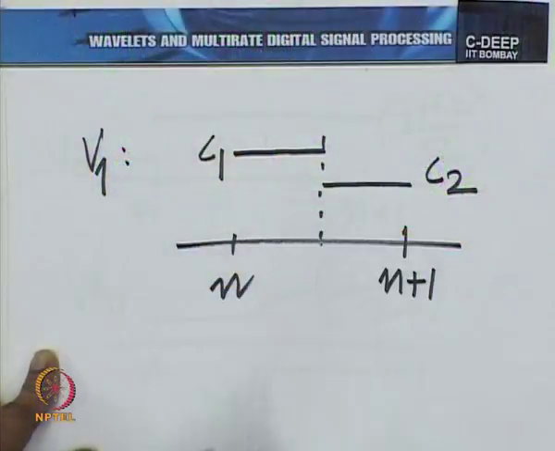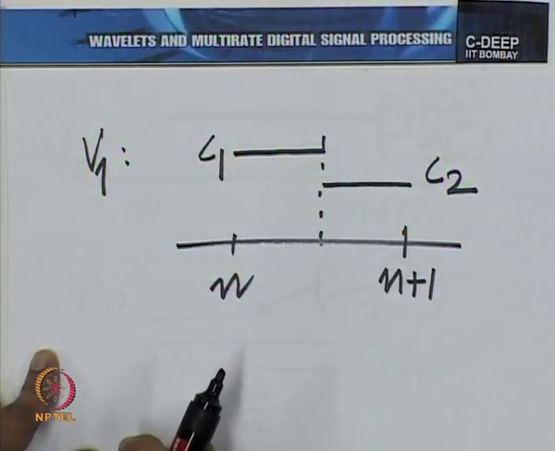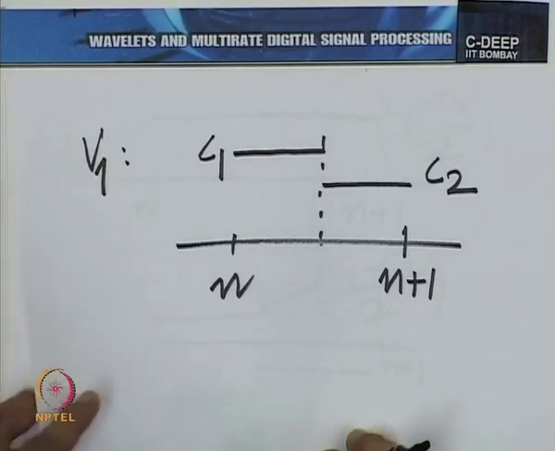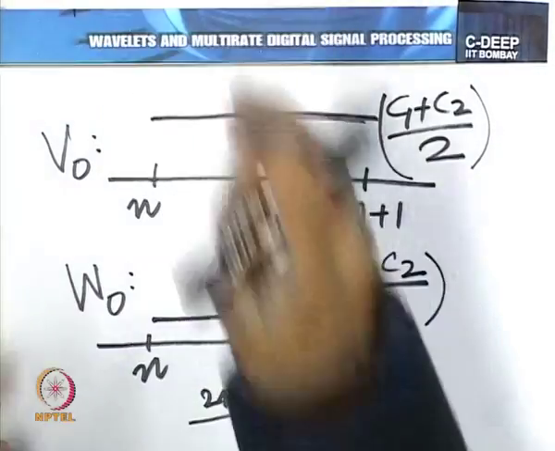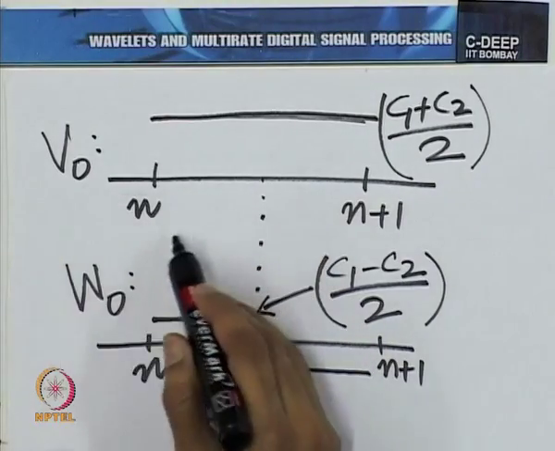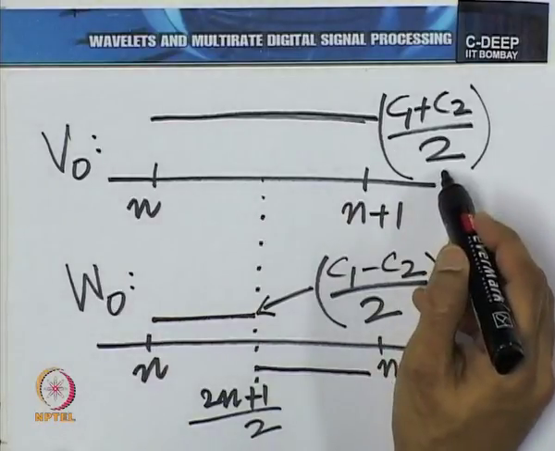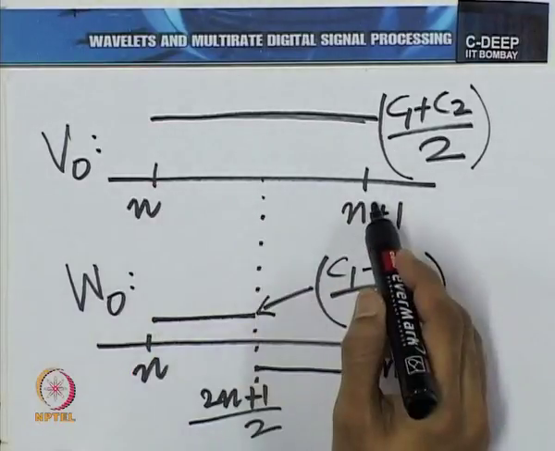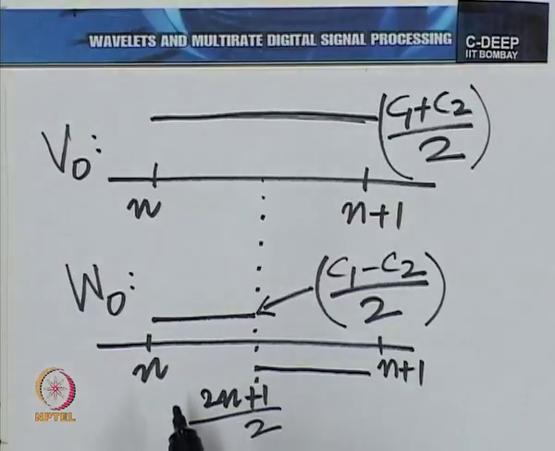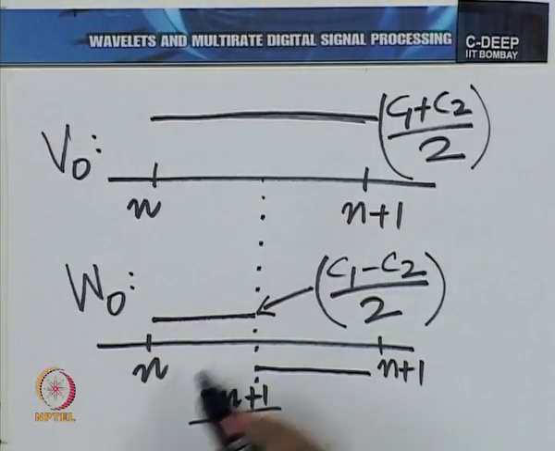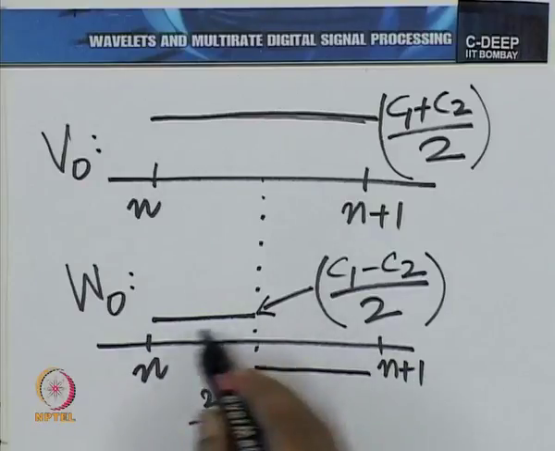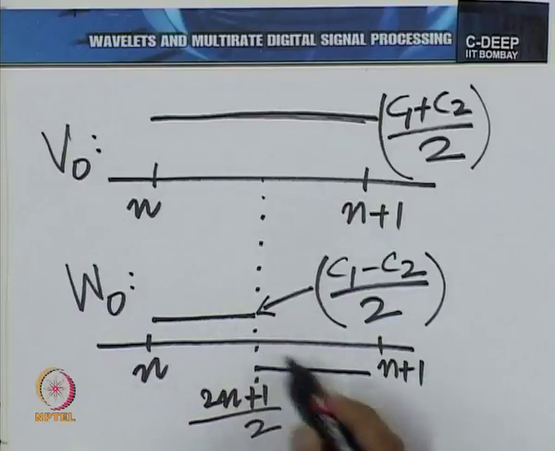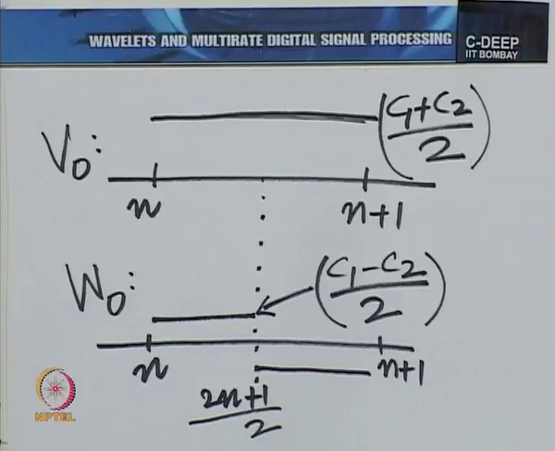being C 1 on the first half interval and C 2 on the second half interval, of course, it belongs to V 1, is equal to the sum of this function, C 1 plus C 2 by 2 on the entire interval, belonging to V 0, plus this function belonging to W 0, which is C 1 minus C 2 by 2 on the first half interval and the negative of the same thing on the second half interval.